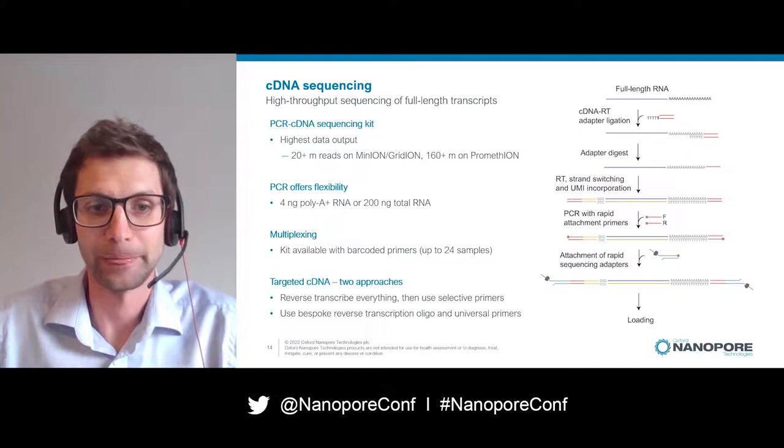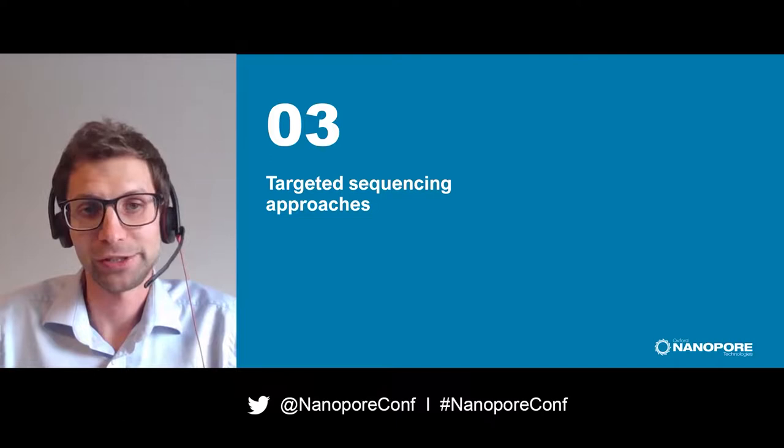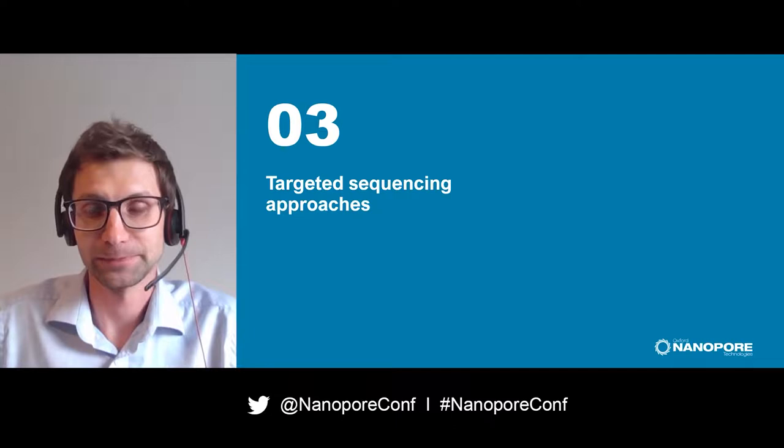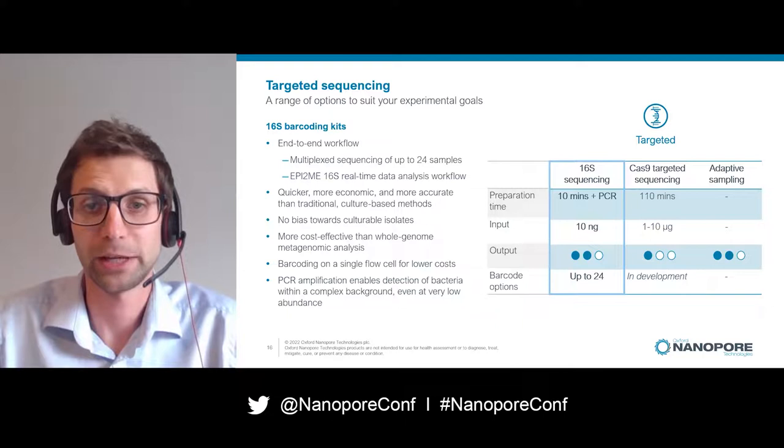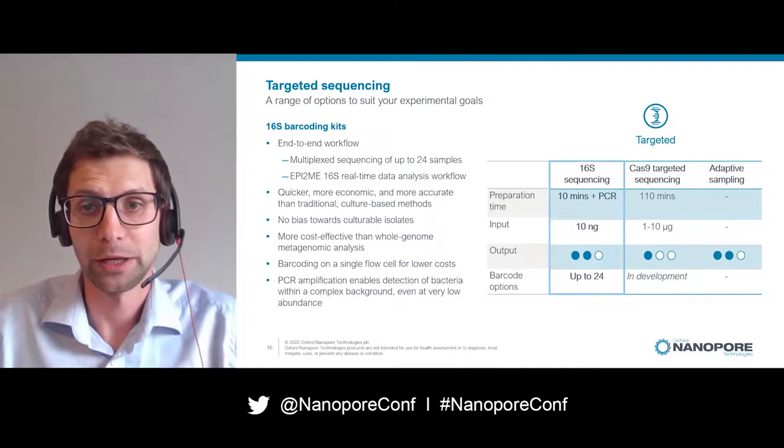So this brings us quite nicely to targeted approaches. When we're just talking about targeted cDNA sequencing, we have some further targeting approaches that I will now discuss in the following slides. One of them is 16S barcoding for pooling of up to 24 samples per flow cell. With Nanopore, we offer an end-to-end workflow, starting from our Rapid 16S library prep kit to real-time analysis with EPI2ME software. It is actually quicker and more cost-effective and more accurate than traditional culture-based methods.